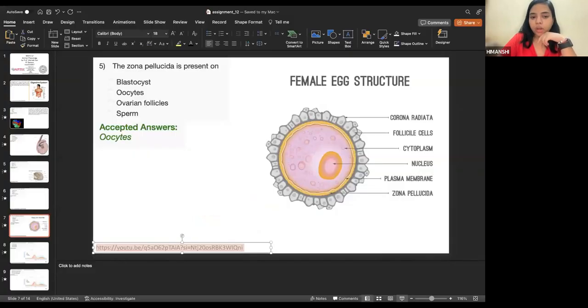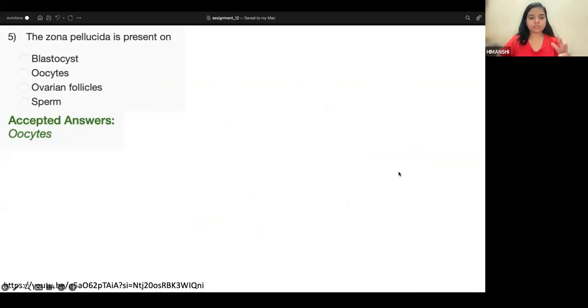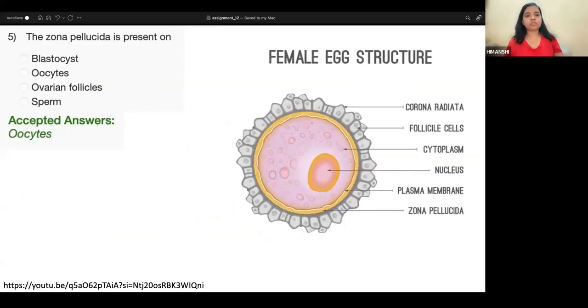Correct. I hope now you have a better understanding of the oocyte structure in general, because in the sessions, due to the time constraints, we are not able to go into too much detail on these things. So I hope that these sessions might help in covering those knowledge gaps.